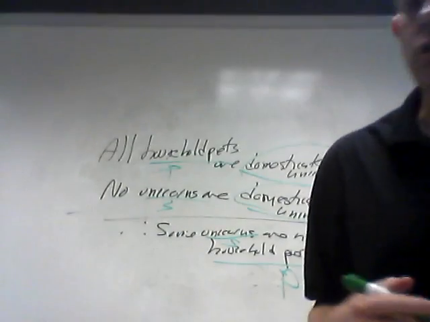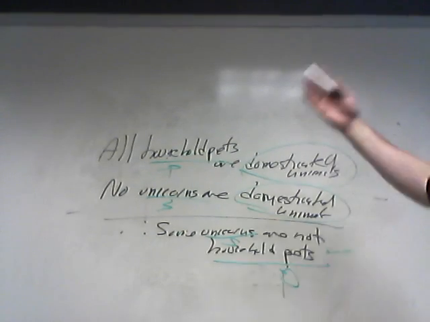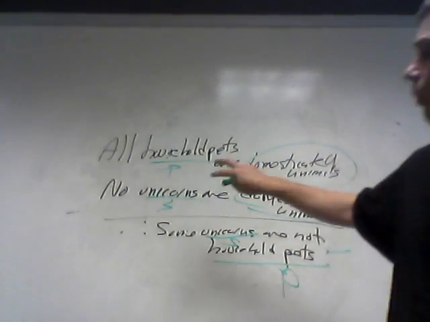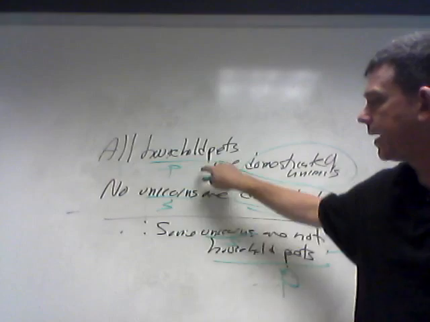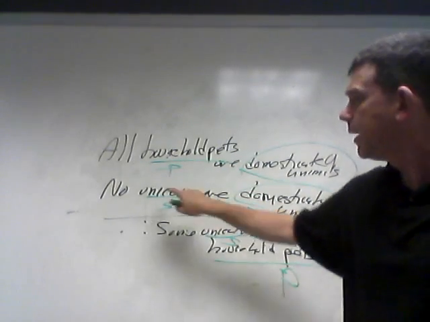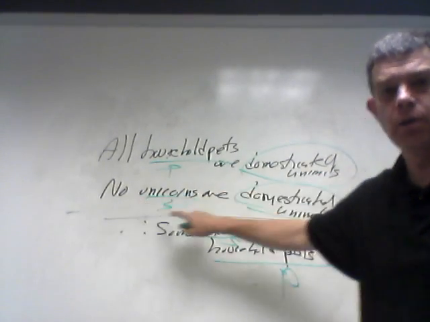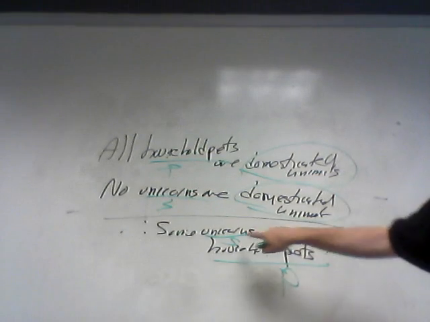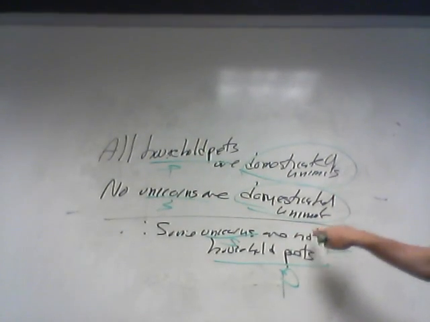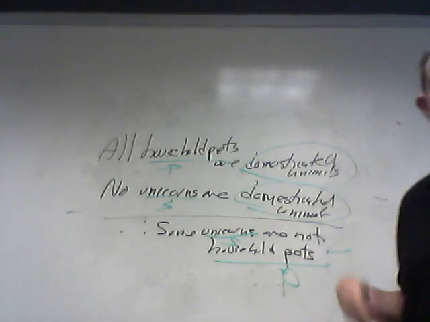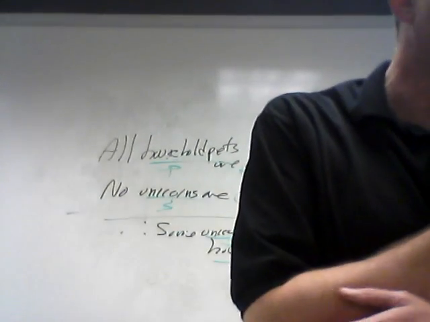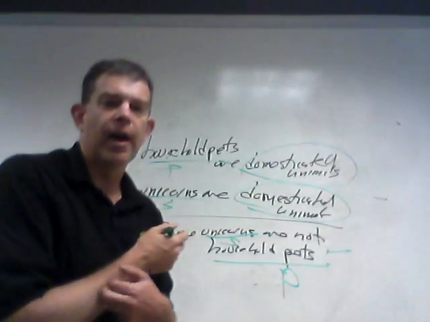Okay? Do I have two negative premises? No. If one premise is negative, the conclusion must be negative. Is that true? Yeah. I got one negative premise here, right? And the conclusion, some unicorns are not household pets. It's a negative conclusion. Okay? So I'm good there. But in this case, I'm going to violate the last rule.